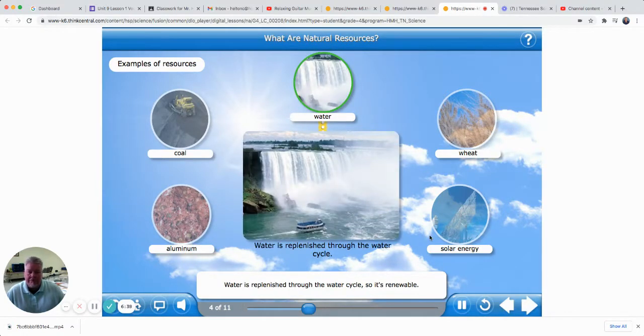Water is replenished through the water cycle, so it's renewable. Water is used for drinking, bathing, and growing crops. Water pollution affects how quickly usable water is replenished.